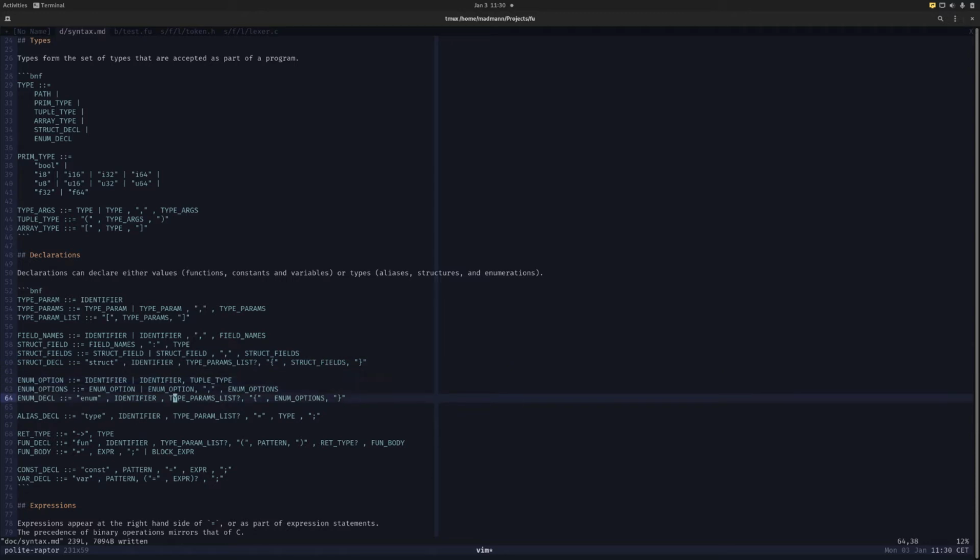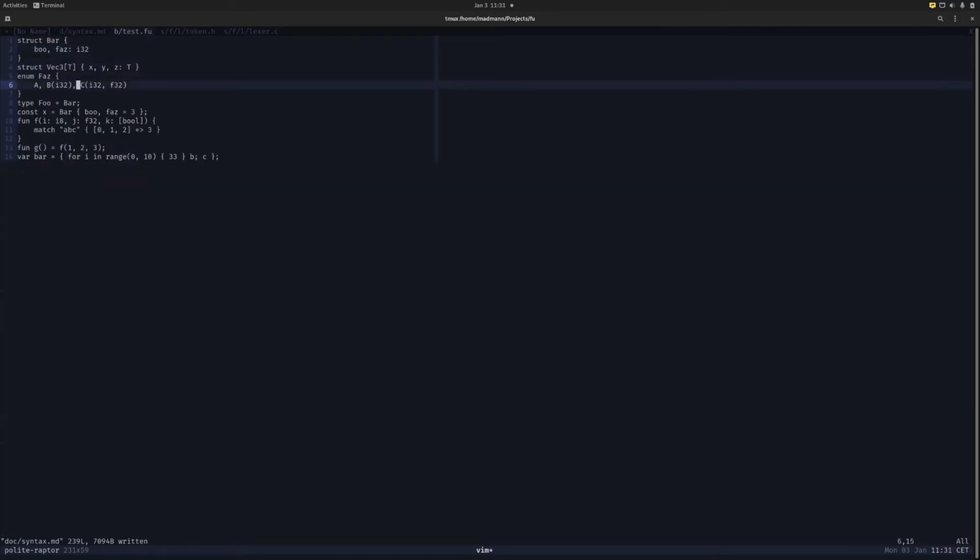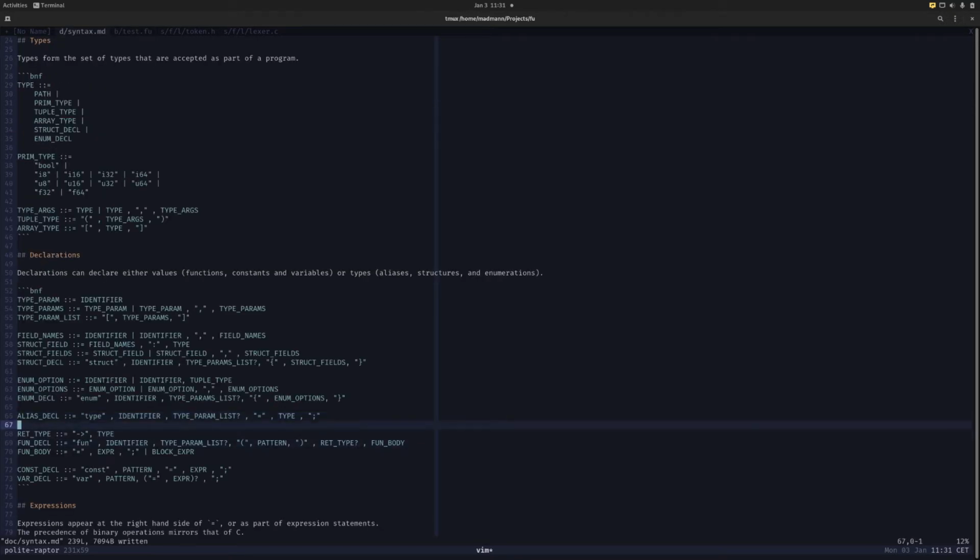Then I have an enumeration declaration, which is again enum followed by the identifier, followed by an optional type parameter list, followed by the list of options, and the options are essentially just separated by the comma sign, and each option is just either one identifier alone or an identifier followed by a tuple type. And as you've seen before, a tuple type is a set of types separated by the parenthesis. Then you have alias declarations, which are just type declarations that alias another type. I've explained this here. It's something like this. And again, we have type followed by identifier, followed by an optional type parameter list, followed by equals, followed by type, followed by semicolon.